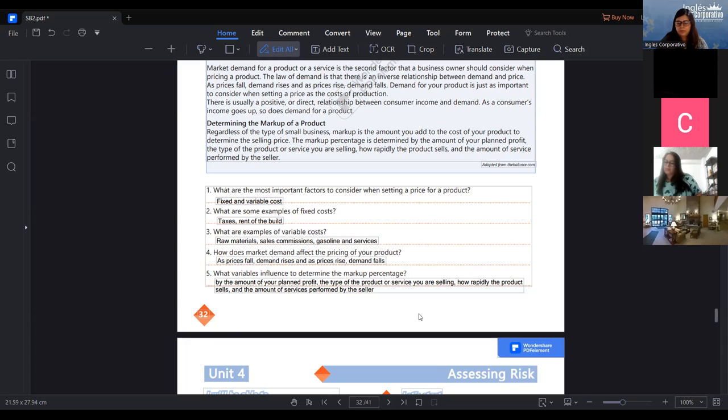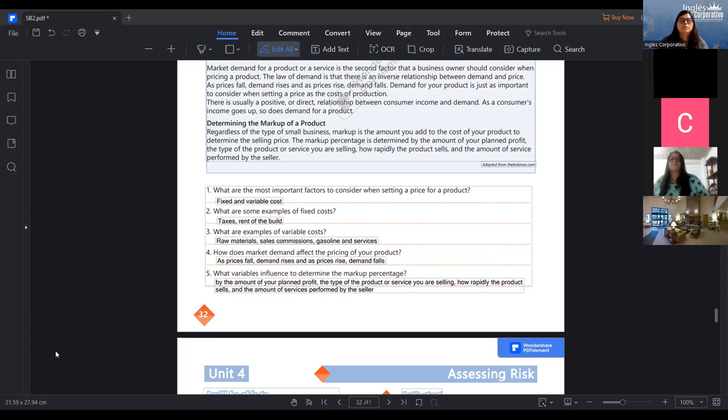Nubia, su turno. Number three. What are examples of variable cost? Raw materials, sale commissions, gasoline, and services. Number four. How does market demand affect the pricing of your product? As price falls, demand rises. And as prices rise, demand falls.